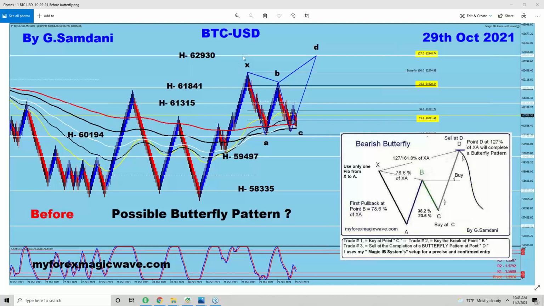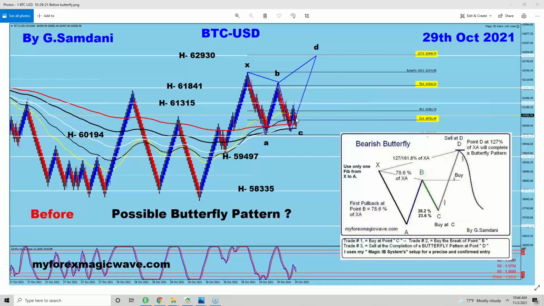So let's get started. This is the chart I made on the 29th of October, and it is showing an incomplete butterfly, which is in the making. The butterfly pattern is X, A, B, C, D. Finish up at D, and then you can call it a butterfly. But my trading style is different, and I usually trade this pattern from C to D. This big leg, that's what it is.